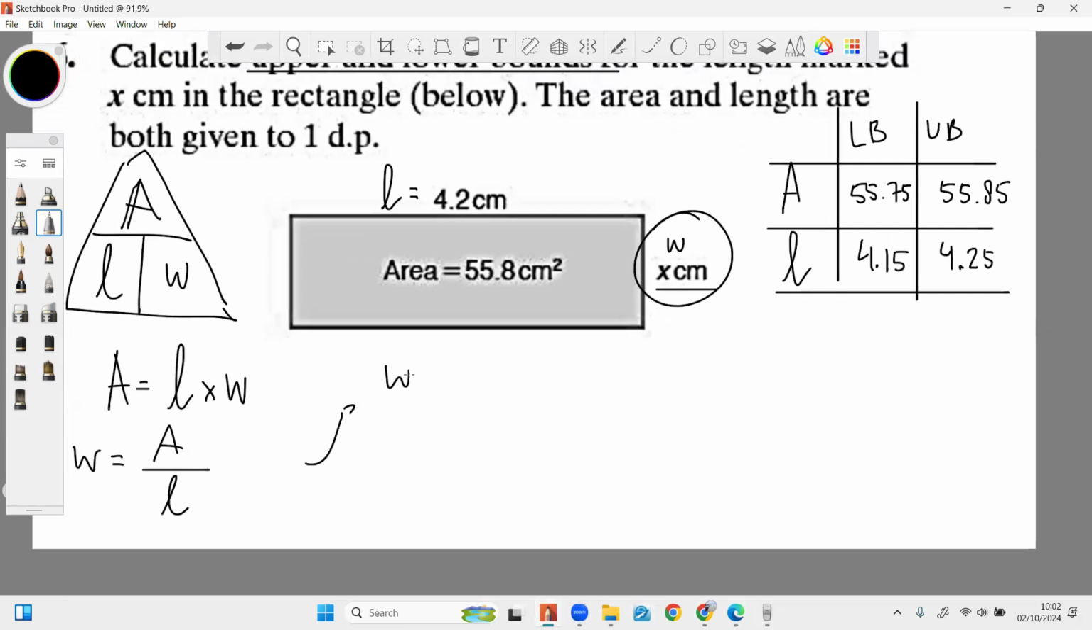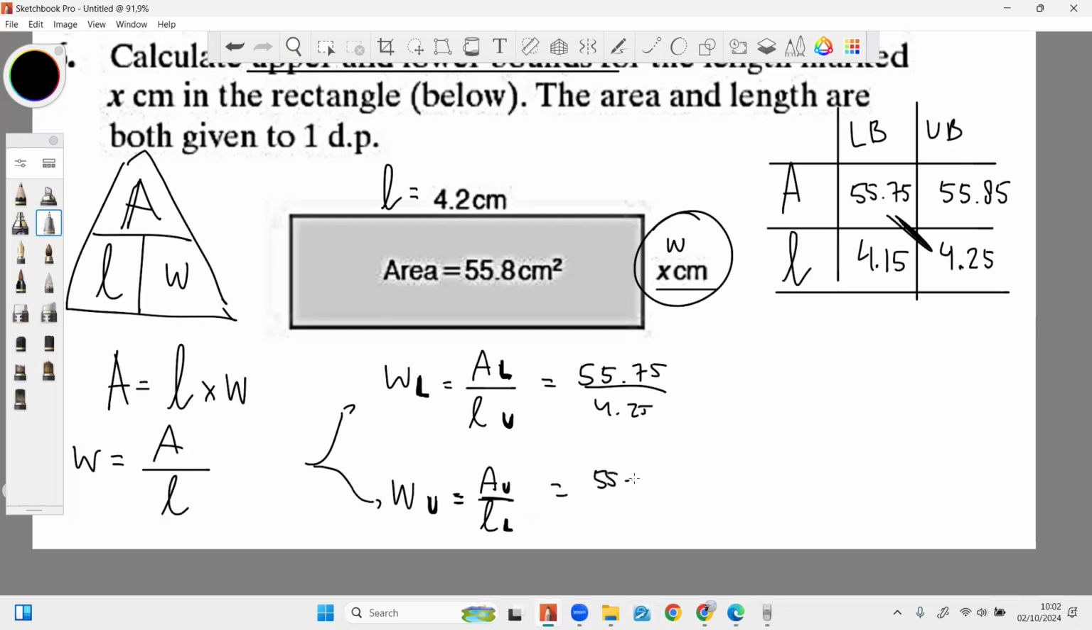To find the width of the lower bound, it has to be area of lower over the length of upper. To get lower bound, lower over upper, that's it. Why? Because we do the division. Division rule has to be opposing for the denominator. The width of upper bound, area, what area? Upper over lower, that's it. So 55.75 over 4.25, and then 55.85 over 4.15.